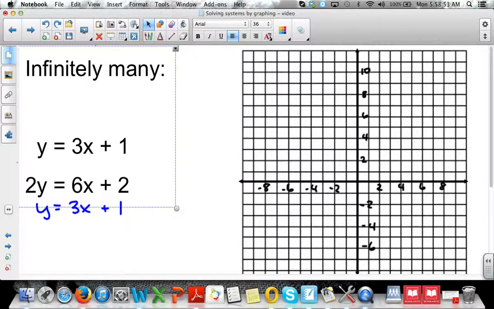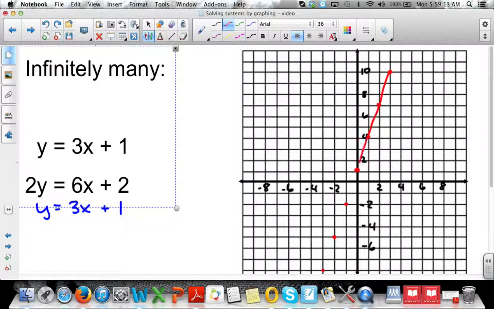So if I graphed both of these lines, there's no point. It's graphing the exact same line twice. So I will graph it really quick. Okay. So that is graphing the first line. If I graph the second one, y equals 3x plus 1, it's going to be the exact same thing. And so the answer to this one is going to be that there are infinitely many solutions.